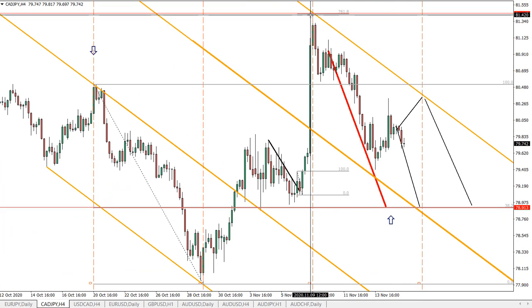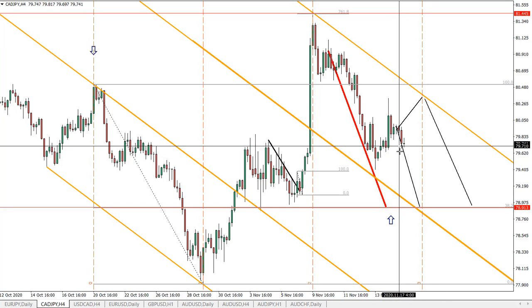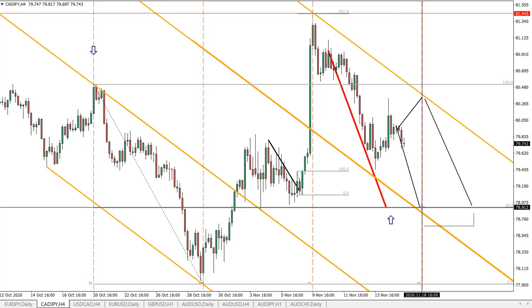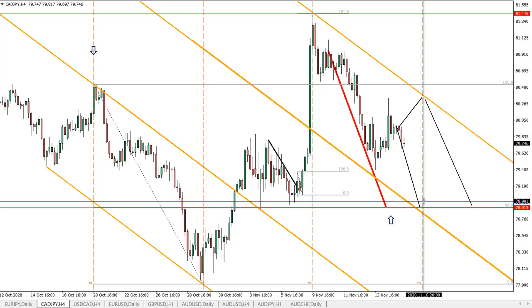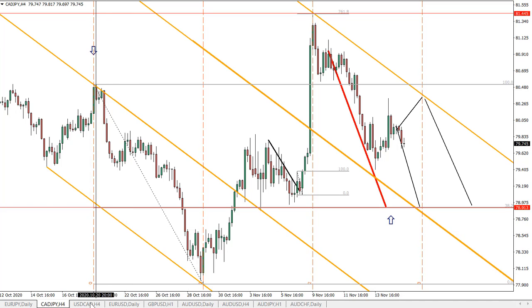Moving on to other analysis, continuing with the Canadian Japanese yen. Here we still have a bearish setup, and you can see price is declining. We might be reaching this downside target tomorrow, sometime on the US Open session, and this is a little bit more than 24 hours from now. So also bearish and remains bearish.